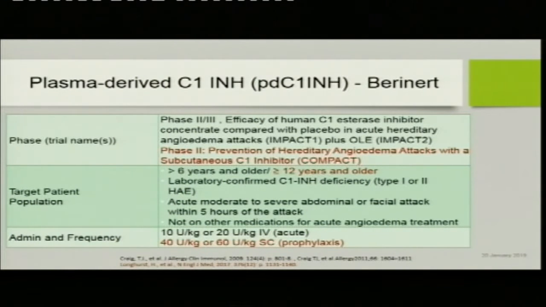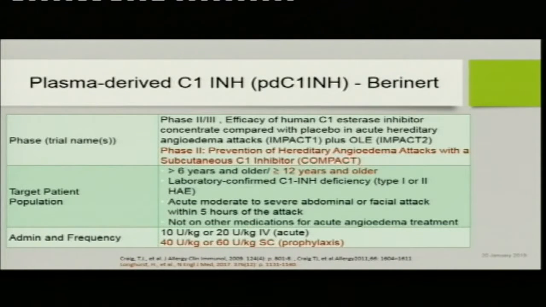Now, the trials I'm going to go over. The one highlighted in red is the most recent one. I could say the last 2 years for hereditary angioedema patients have been the golden 2 years. Probably 5 to 6 publications were done in the last 2 years on good medications, really good medications.